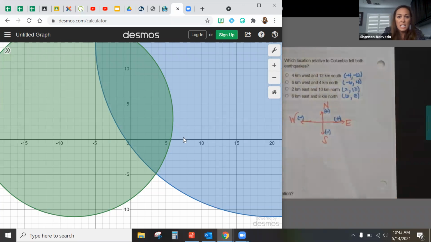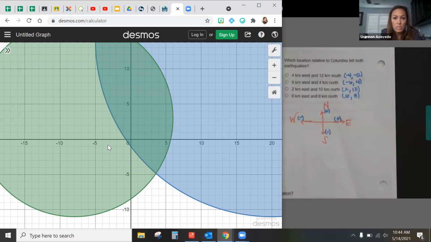So I'm looking to see where my points are going to line up. So I'm looking for -4. If I'm at -4, the first coordinate is -4, -12. So it's going to be down over here, counting by ones. So I can see I'm not in either there. And it's looking to see where they were both felt. So I'm looking to be in this region where the 2 circles overlap. That's going to be where they felt both earthquakes.